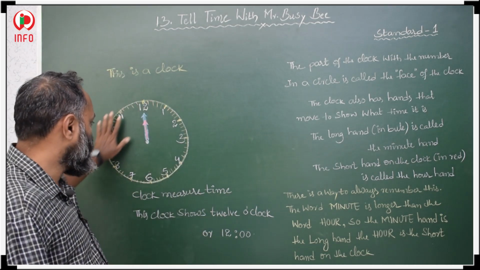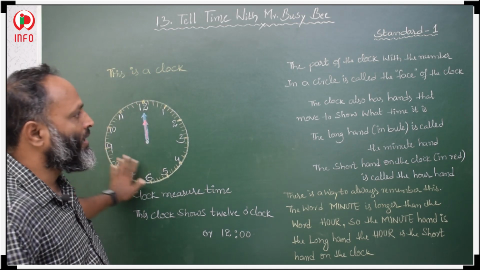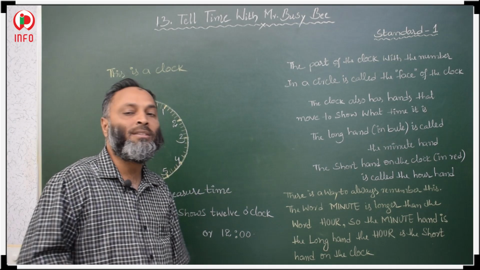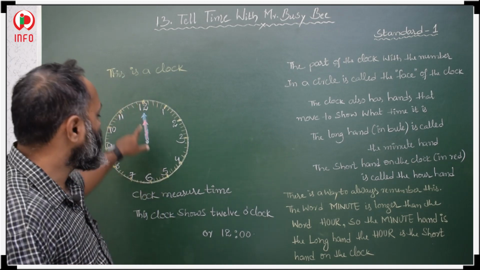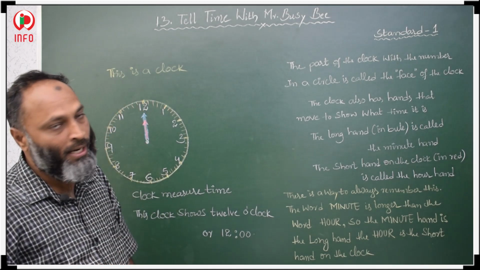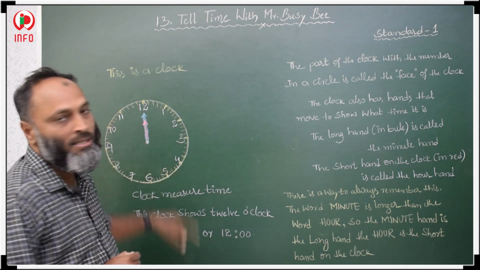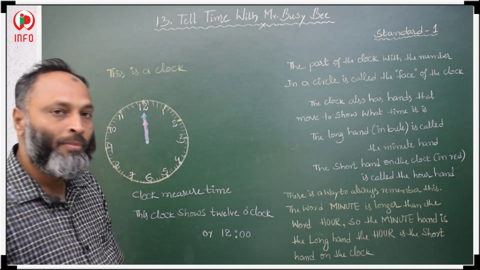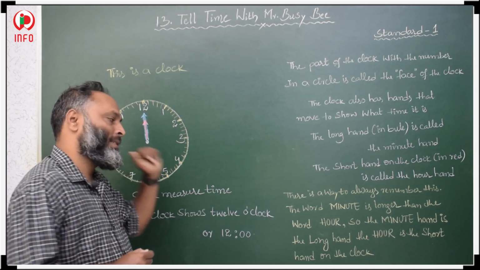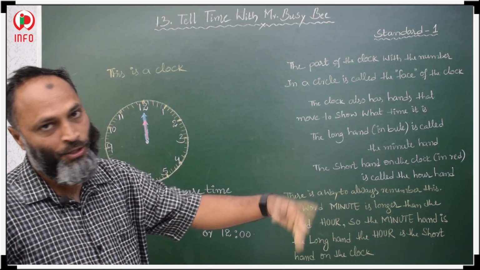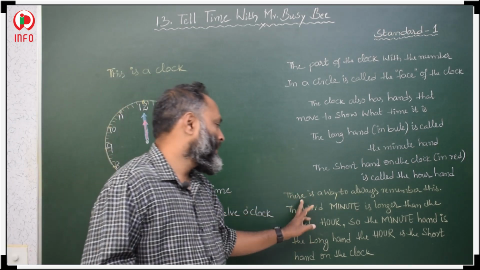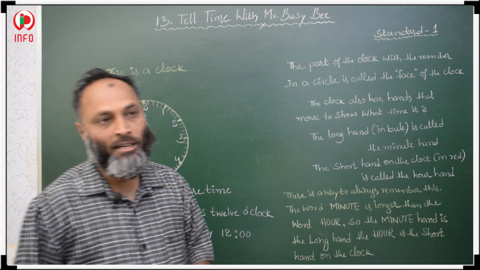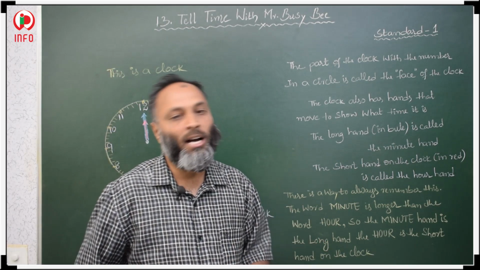Okay. So this is complete. The circular shape of this one is called the face of the clock. So this long hand is a minute hand and this short hand is the hours hand. Then how can we remember this? There is another way to remember which is a minute hand and which is an hours hand.